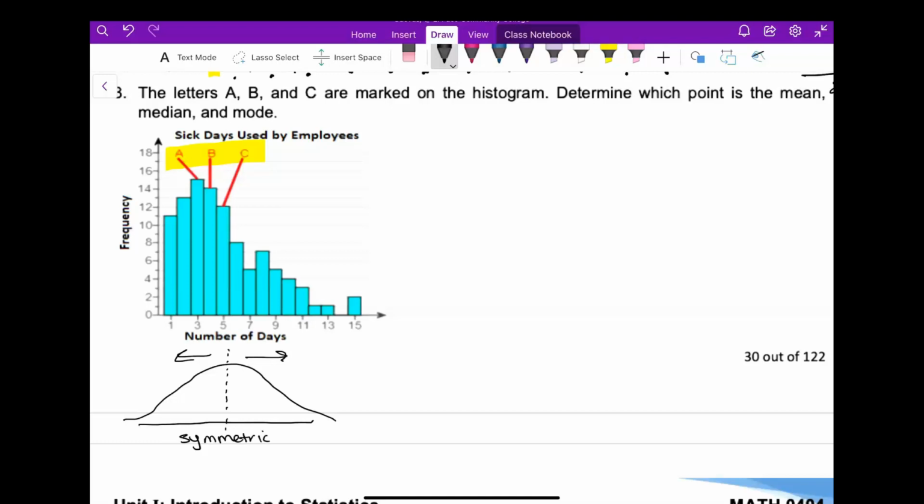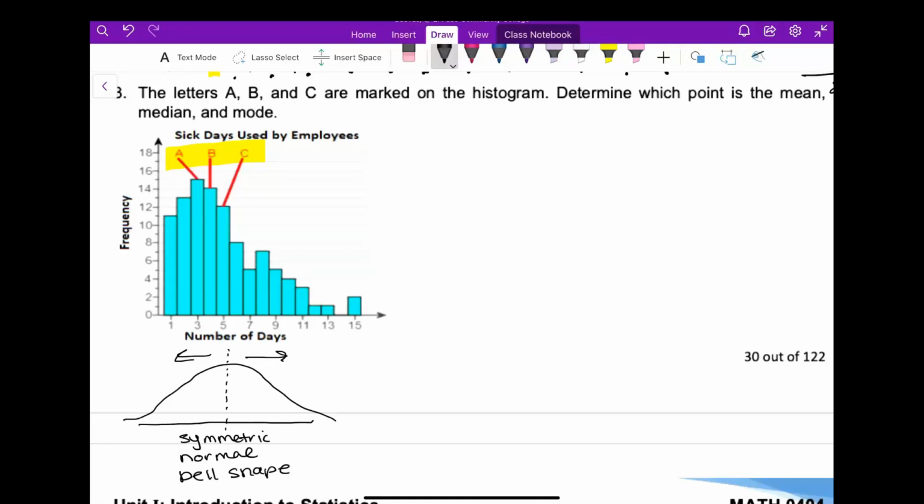You can hear a lot of names for this. They call this normal. Sometimes they'll say approximately normal if it looks a little different on one side than the other. They call this a bell shape.